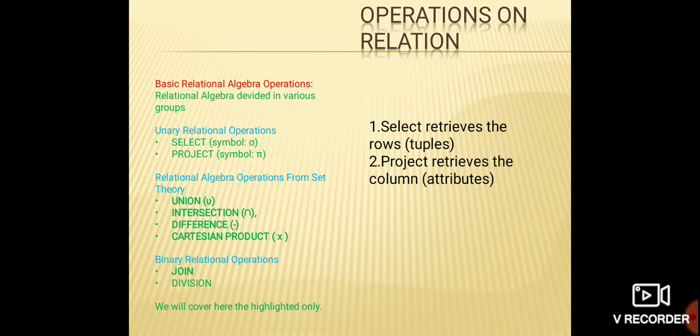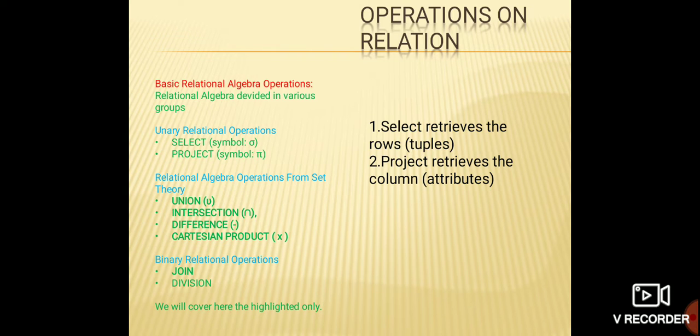There are two operators being used. First one is the unary relational operator and second one is the binary relational operator. In the unary relational operator, first is select and second one is project. The symbol used for select is sigma, and for project we use pi. Select retrieves the rows. Rows means tuples. Tuples are categorized as rows.